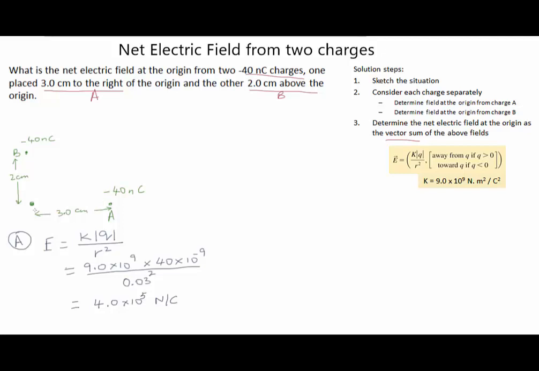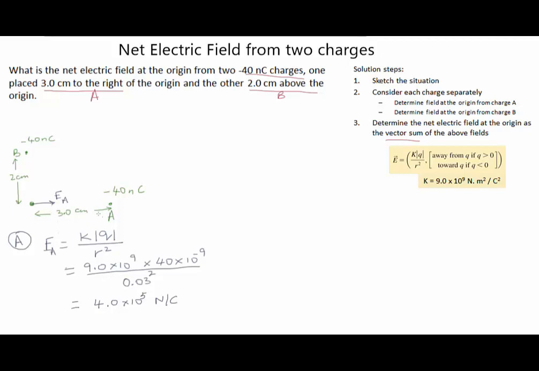Now we need to figure out the direction. We know that the direction of electric field, and it's given over here, is away from the charge if the charge is positive, and toward the charge at the point of interest if the charge is negative. In this case, our charge is negative, so the electric field will act at the origin toward that charge A, so it's directly acting to the right. So this would be E sub A, which is the electric field of charge A at the origin.